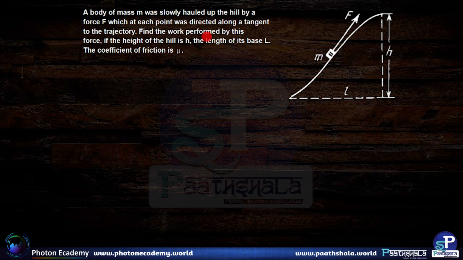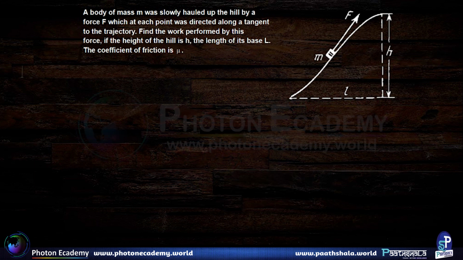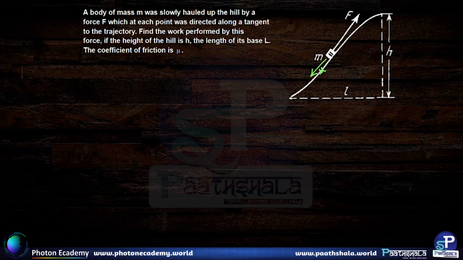Find the work performed by this particular force if the height of the hill is given to be h. So this height is h and the base length of the hill is L. So here the coefficient of friction has been specified to be mu. We understand that the friction force is always going to oppose the motion. Friction always has a tendency to oppose relative motion between surfaces that are in contact with each other. So this particular friction force will also oppose the motion.